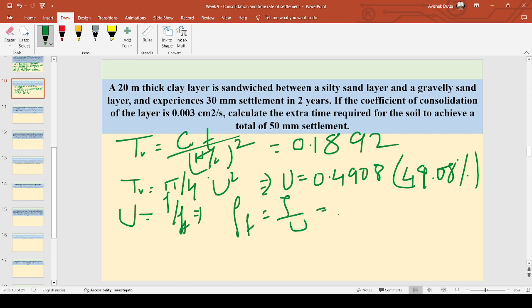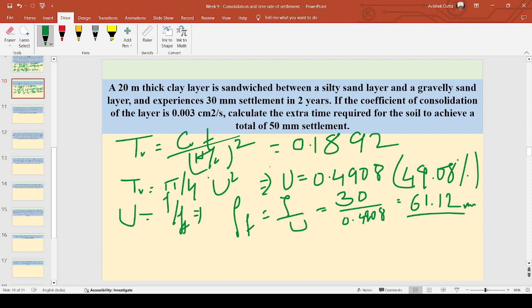Rho, the settlement in 2 years, is 30 mm, and the value of U is 0.4908. The value we get is approximately 61.12, and it is in millimeter. So this is the ultimate settlement.